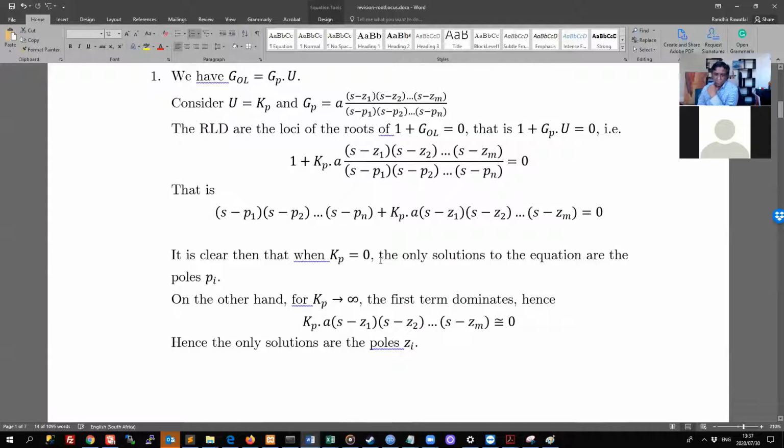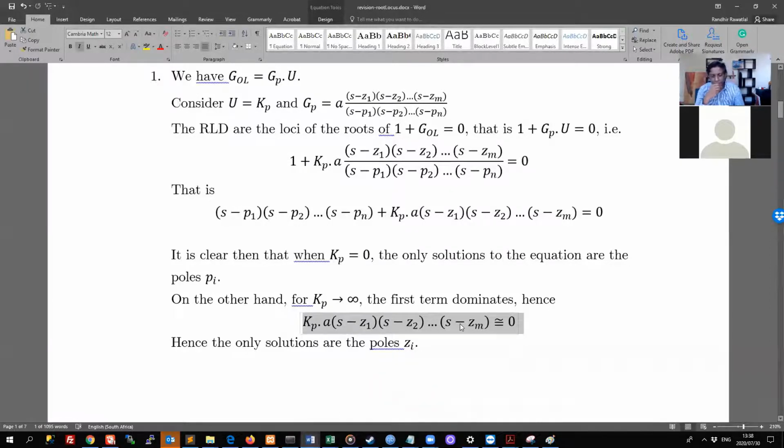The second thing we can also say is, well, when Kp is going off to infinity, then this term becomes much larger than this one, right? And I think I've done that down here, right? So if Kp is going off to infinity, then we can say this term becomes negligibly small in comparison. And so approximately this is all that's left over. So if the equation becomes like this when Kp is going off to infinity, then clearly the only solutions here are these z values, right? So as Kp goes off to infinity, the solutions become the zeros z.